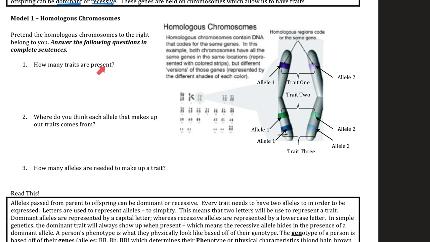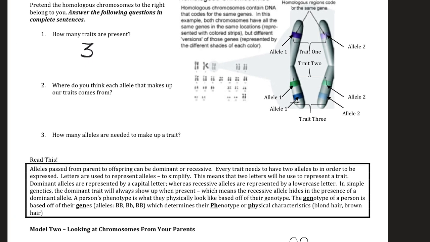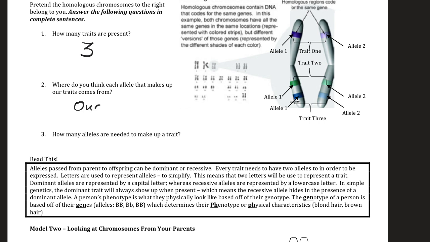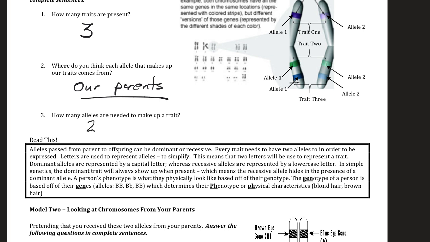So how many traits are present? 3 traits. They actually tell you, so the traits are here. How many different versions of the trait? Well, there's 2 for this one, 2 for this one, 2 for this one. So there's 3 traits. And where do you think each allele that makes our traits come from? Our parents. Mom and dad. That's right, mom and dad. How many alleles are needed to make up a trait? Two, usually.